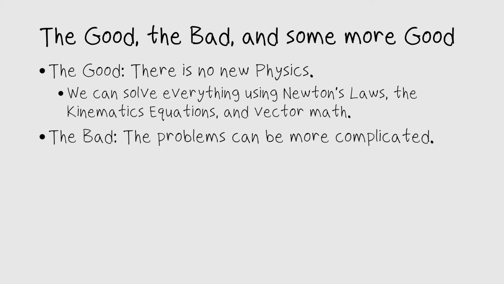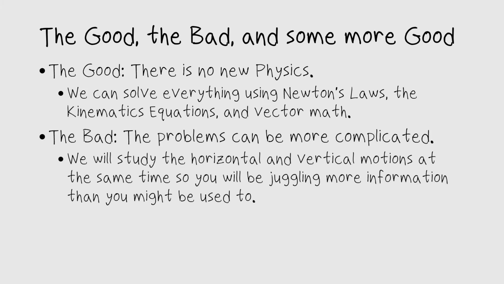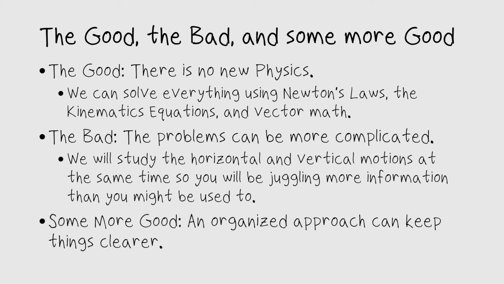Bad news is that these problems definitely can be more complicated. When we're doing projectile motion, we are looking at horizontal and vertical motions at the same time. Probably up to this point, you've either looked at things moving horizontally or things moving vertically. So this transition to looking at both those at the same time results sometimes in a little bit of information overload. There's a lot more pieces of data to work with than you're used to from earlier in your course. But more good news, an organized approach can help keep things clearer for you moving forward.